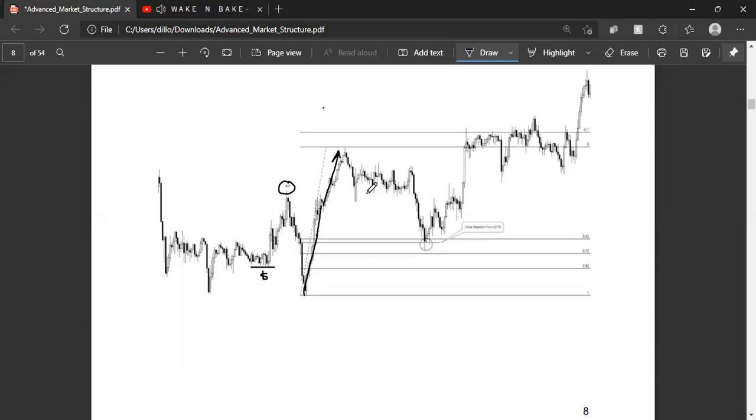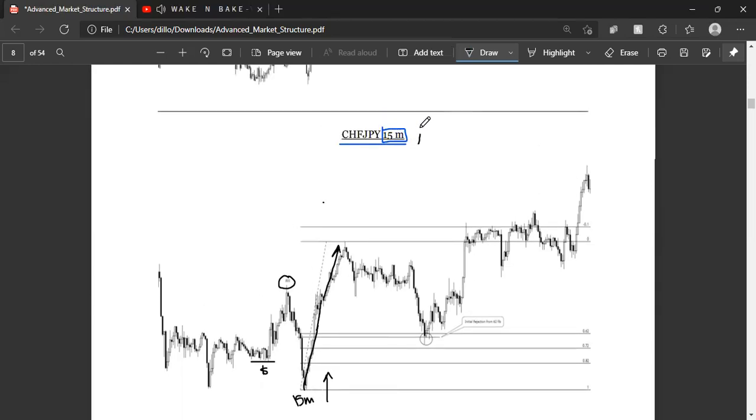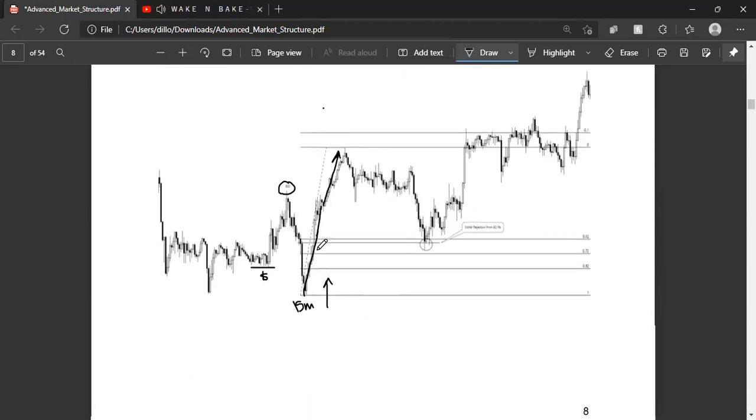A break of structure, right? So we understand that on the 15-minute time frame now, we are bullish. 15-minute, bullish, broke structure to the upside. So what do we wait for, right?